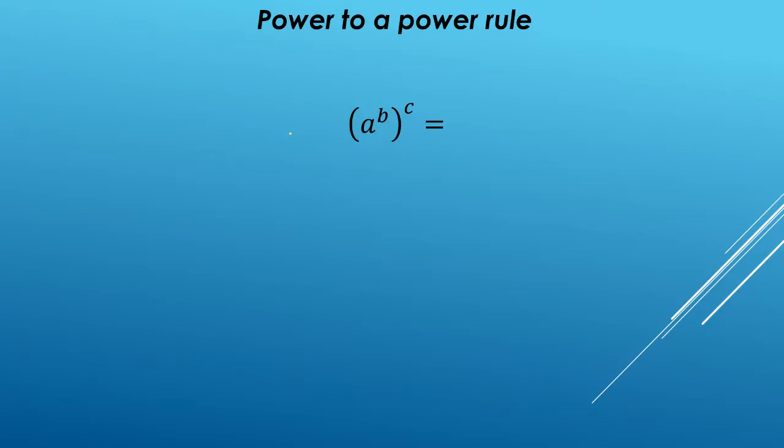So here's our power to a power rule more formalized. A to the B power raised to the C power is equal to A to the B times C power. What happened is the C multiplied to the B. Whatever those numbers are, they get multiplied. So for any number A, B, and C, this is how power to a power works.